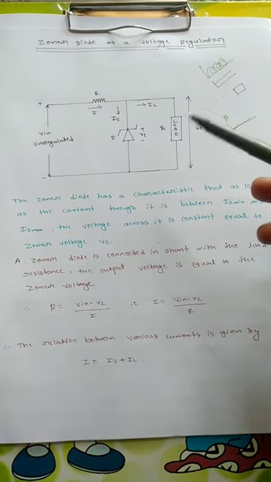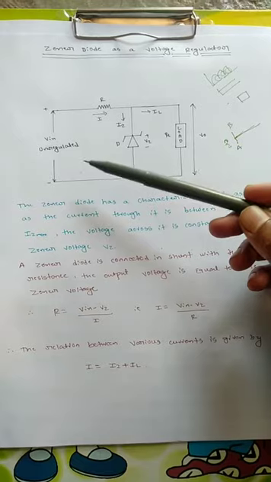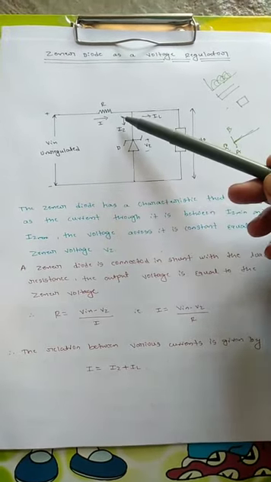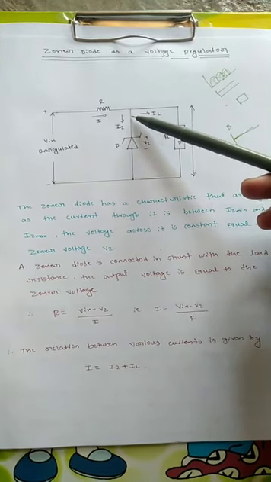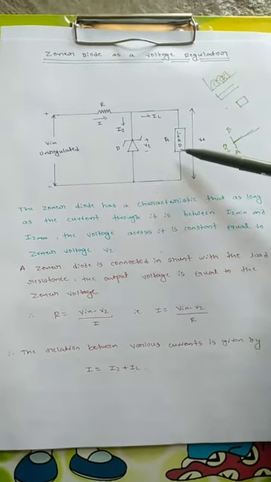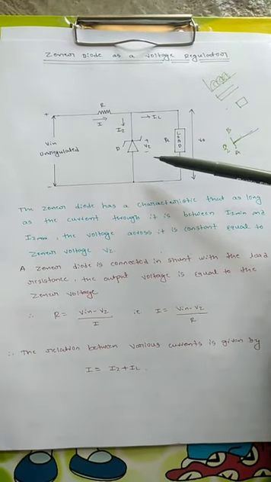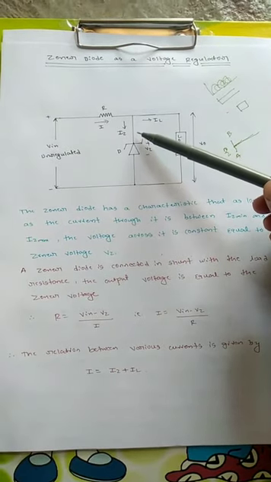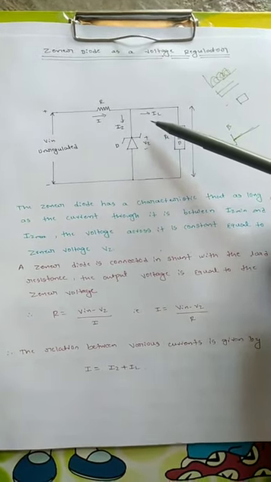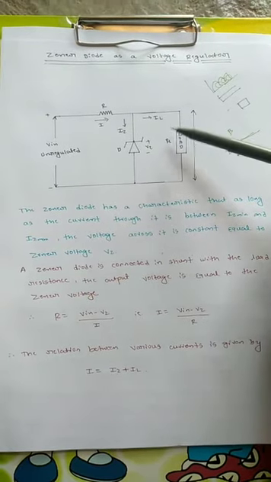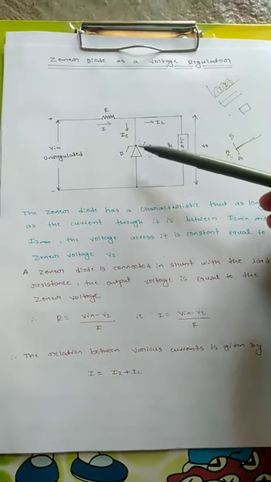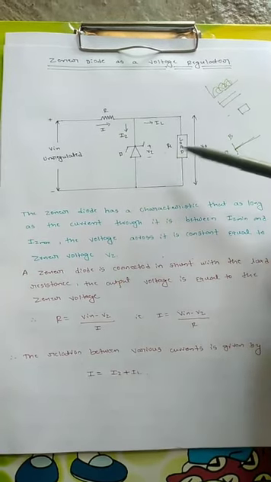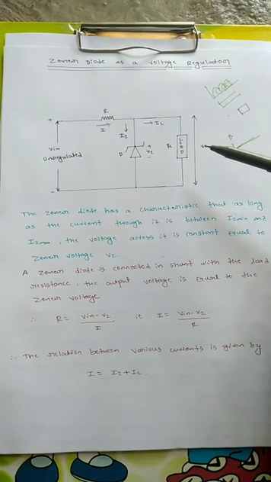So the circuit consists of V in, the unregulated voltage, that is given to the circuit, then a load R is connected, and a Zener diode is in shunt with the load. Shunt means it is connected in parallel with the load, right? IZ current flows through the Zener diode and IL current flows through the load. So IL is the load current and IZ is the Zener diode current. VZ is the voltage across the Zener diode and V0 is the output voltage, or voltage across the load.